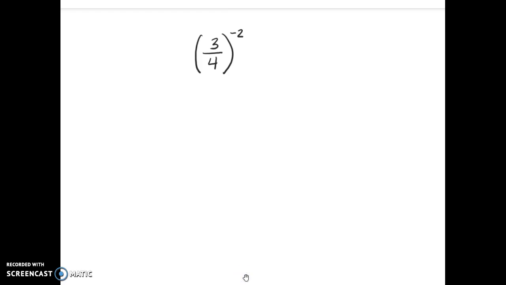So let's take a look at some more questions with the negative exponent. Here we have 3 over 4 raised to the negative 2 power. So the first property we're going to apply is that this negative 2 applies to both the numerator and the denominator. So I'm going to rewrite this with the negative 2 applied to both. Now, just like I had said, if you have a negative exponent, the base stays the same, the exponent stays the same, except it becomes positive, and you'll locate it into the opposite location.